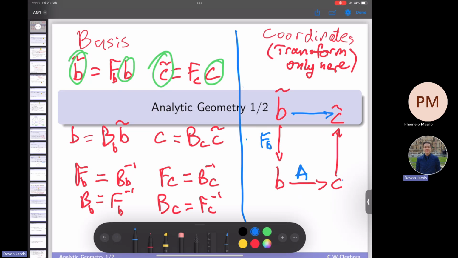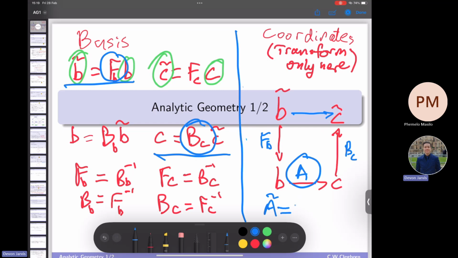Now I want to go for C from old basis to new basis. That would usually use the forward transform from the bases, but I'm in coordinates, so I'm going to use the backwards transform for C. Then all you do is you come here and say, there's my backward transform for C, I know how to calculate that. Here's my forward transform for B, I know how to calculate that. I'm given A, and so A tilde is equal to FB A B C X.